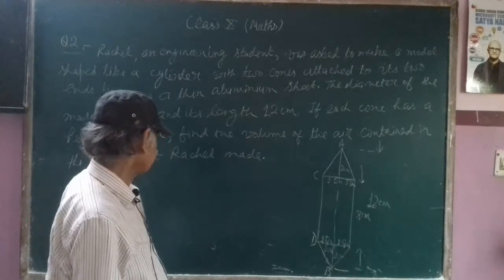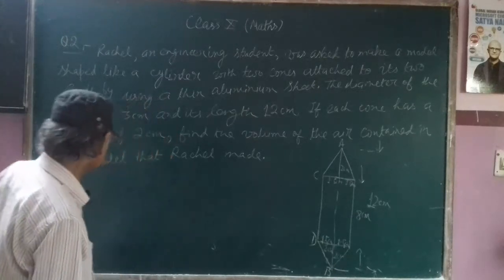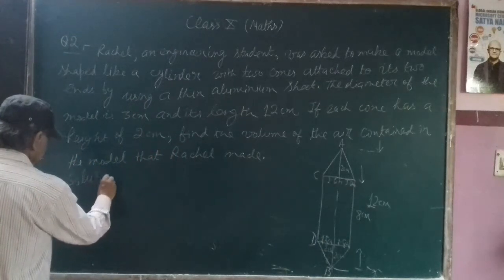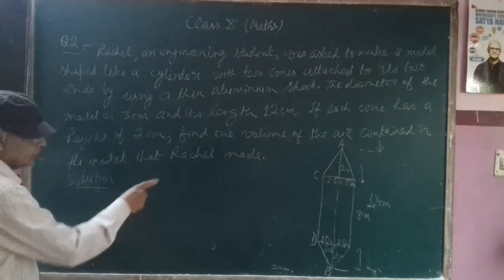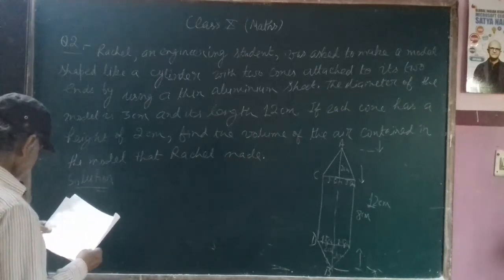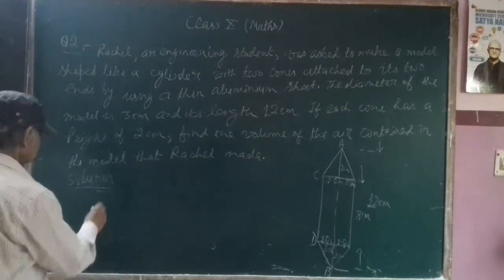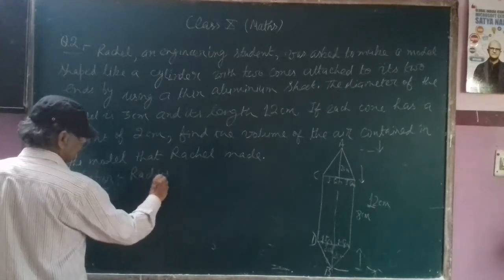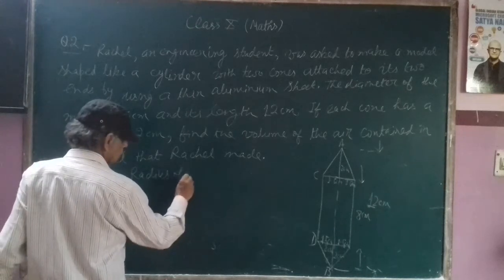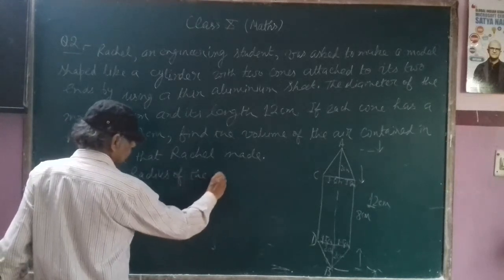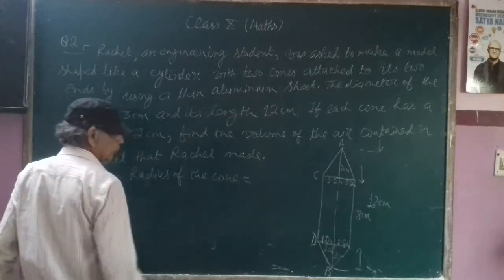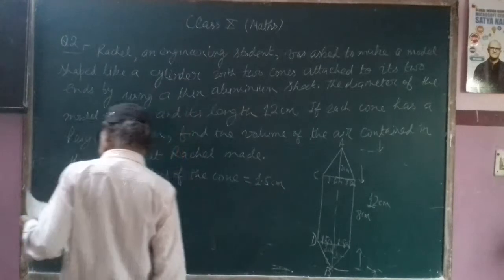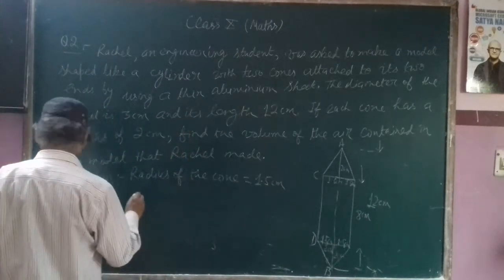Now I am doing the solution of the second question. You can see here two figures. The radius of the cone, maybe top or maybe bottom, the radius of one cone is 1.5 centimeters. The height of the cone is 2 centimeters.